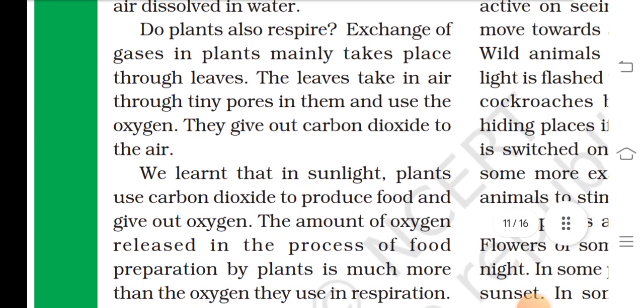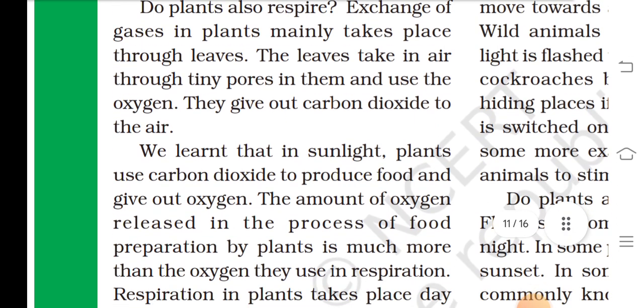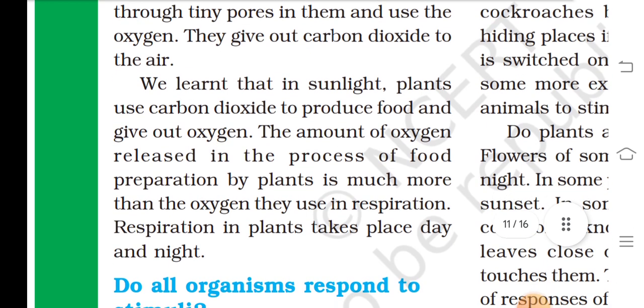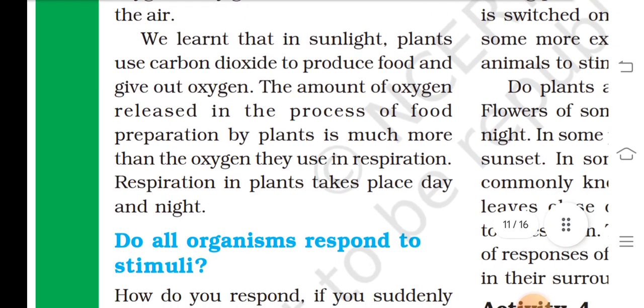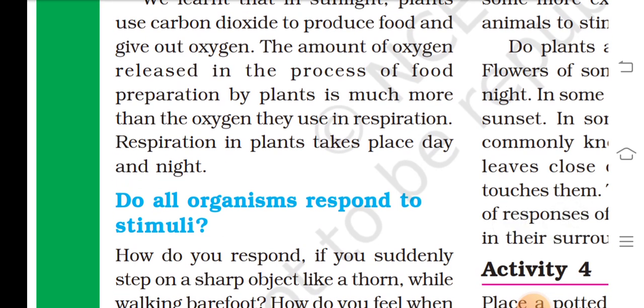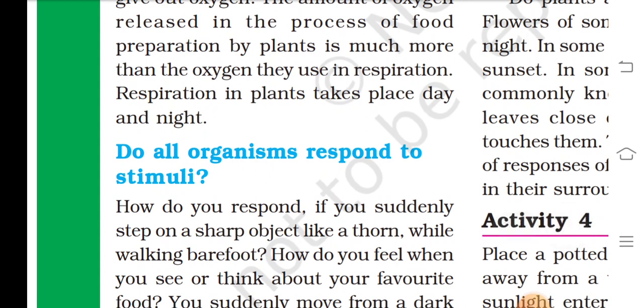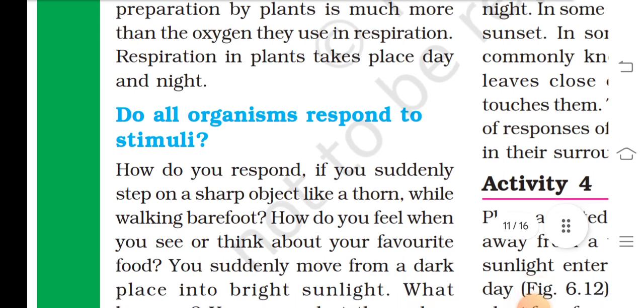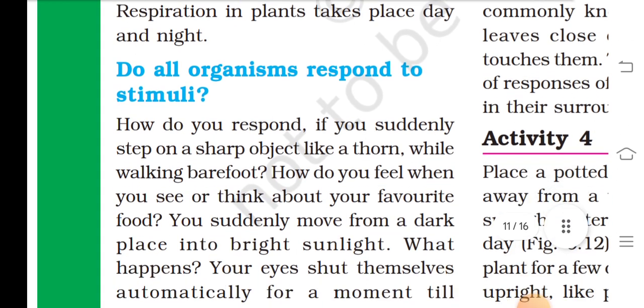Do plants also respire? Exchange of gases in plants mainly takes place through the leaves. The leaves take in air through tiny pores in them and use the oxygen. They give out carbon dioxide to the air. We learned that in sunlight, plants use carbon dioxide to produce food and give out oxygen. The amount of oxygen released in the process of food preparation by plants is much more than the oxygen they use in respiration. Respiration in plants takes place day and night.